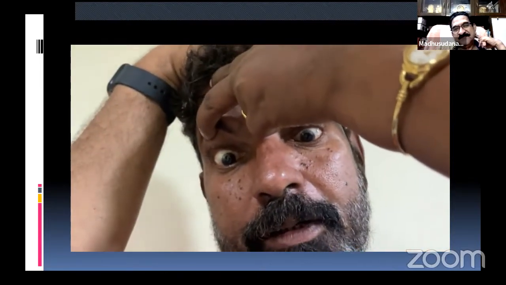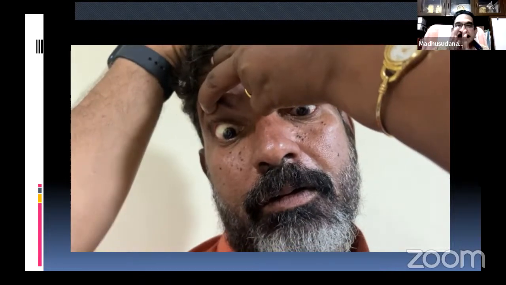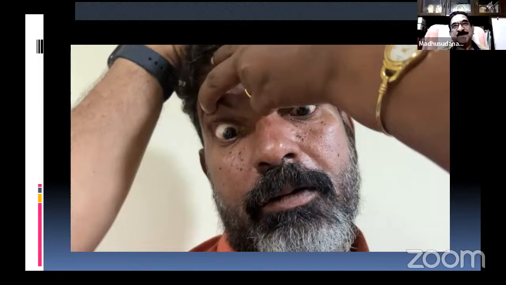That means what he's telling is that on tilting the head to the right side, he's seeing double. On tilting the head to the left side, he's not seeing double. So, which muscle is at fault? Superior oblique. Correct. It's right superior oblique.